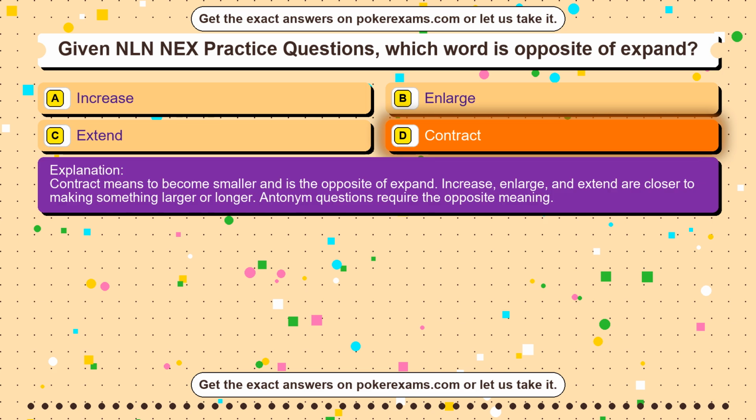Contract means to become smaller and is the opposite of expand. Increase, enlarge, and extend are closer to making something larger or longer. Antonym questions require the opposite meaning.